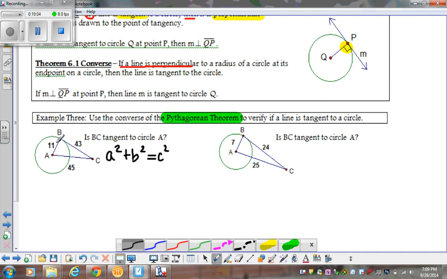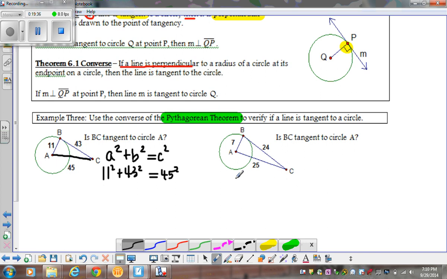So AB and BC would be my legs, so that would be little a and little b. We'll just say A is 11. You can say B is 11, but this is arbitrary how I'm going to do this. So 11 squared plus, B is my other leg, so 43 squared, equals, remember C is your hypotenuse. That should be the longest side. So 11, 43, 45, obviously the biggest number is 45, so that should be my hypotenuse. So we're going to put that right there.